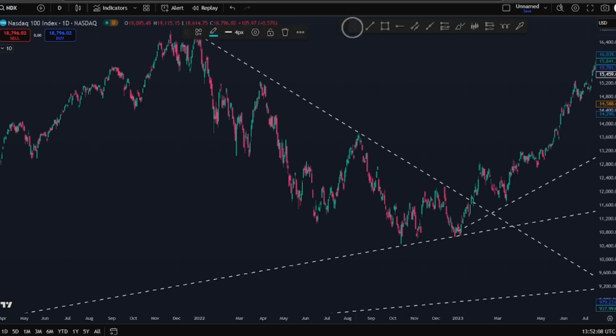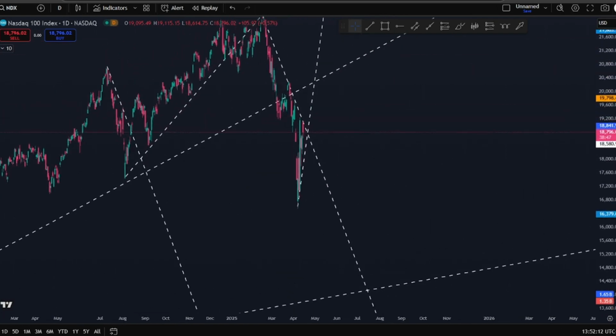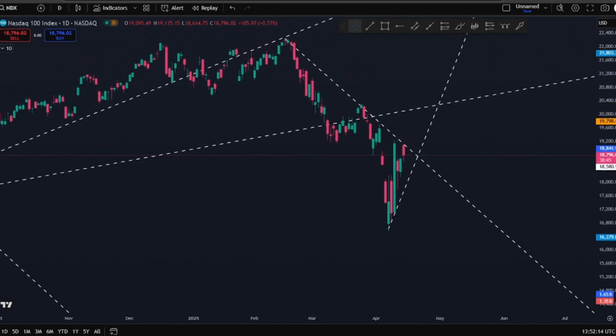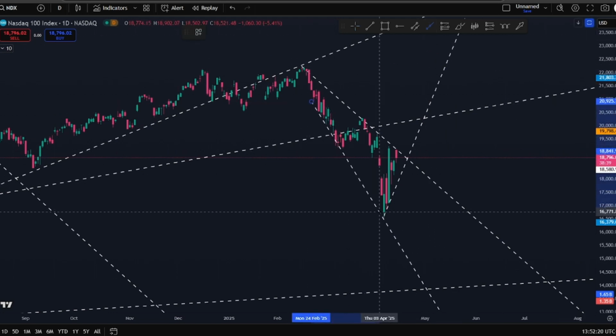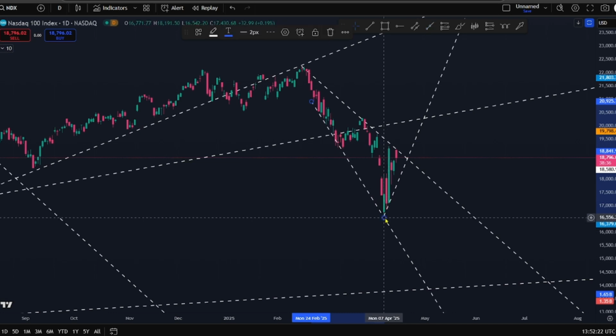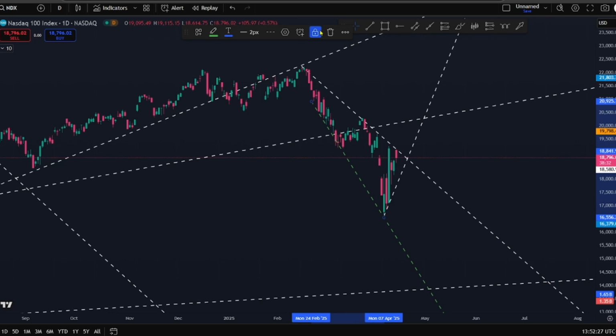When will we know that we're done puking out? Well, one, we'll probably stop touching this bottom trend line here. Let me go over here. We'll probably make a low that does not touch this trend line, and I'll leave this on the chart actually. I'm going to make this one green. All right, we will make a new low that does not touch this trend line.